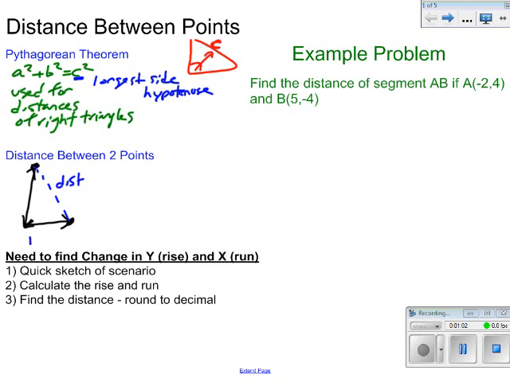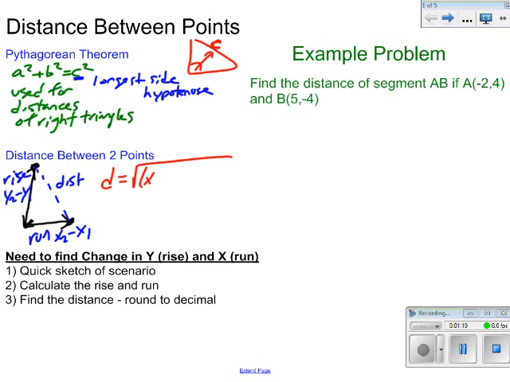Well, we can't really read that from a graph, so the way you find it is by doing the rise and the run. This is just the change in y and the change in x. Change in y is just y2 minus y1, change in x is x2 minus x1. It's kind of like slope.